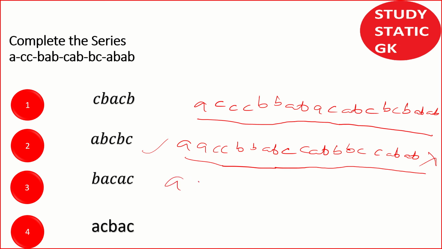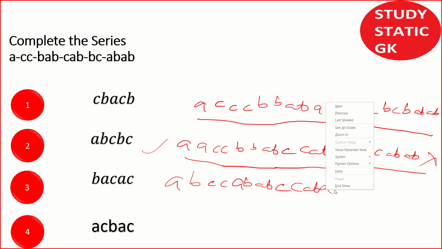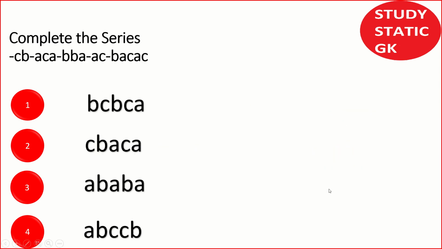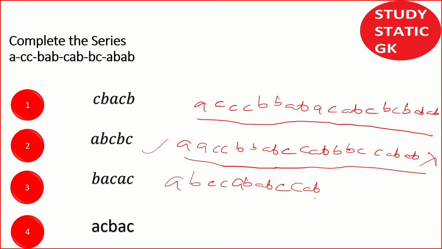Again, third one. First one is BCC. Second one is ABAB. Third one is CCAB. Fourth one is ABC. We have CCAB, right? CCAB. Fourth one is ABC. Fifth one is CABAB. ABC CAB, ABC CAB, ABC CAB. So we are getting a series over here. So this is the answer.